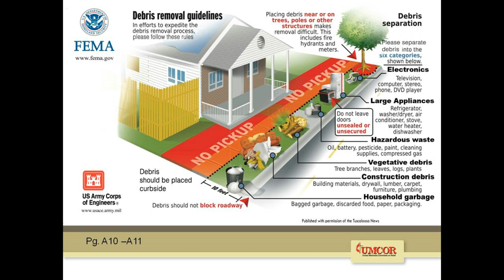Most communities will want you to sort items being disposed of. In a perfect world, they would be sorted in the following categories: household garbage, construction debris, vegetative debris, hazardous waste, large appliances, and electronics. In all cases, keep the debris away from obstacles that will impede pickup, which will normally be done by front loaders or other heavy equipment. This graphic shows us how it should be done in a perfect world.